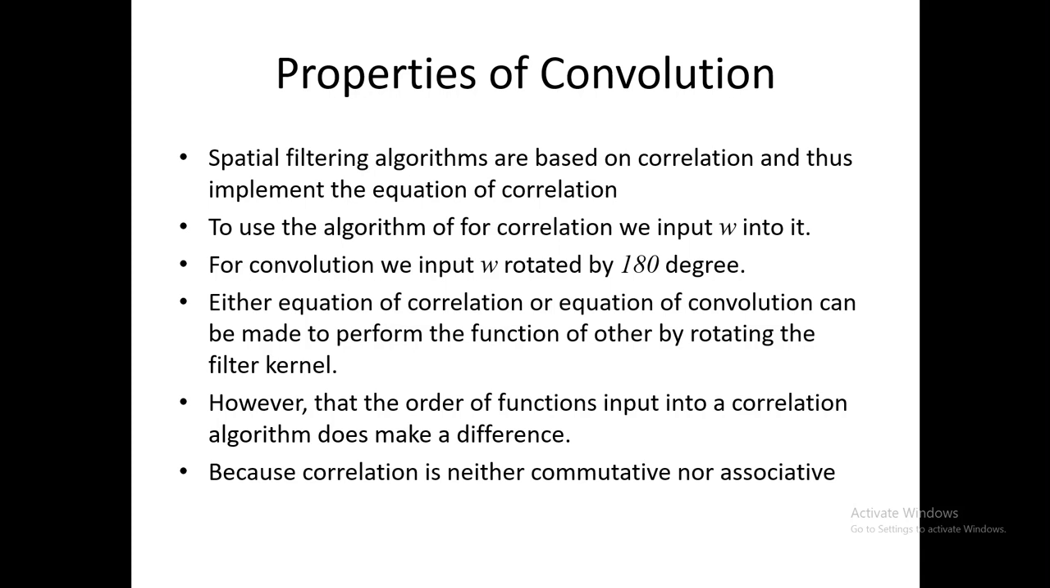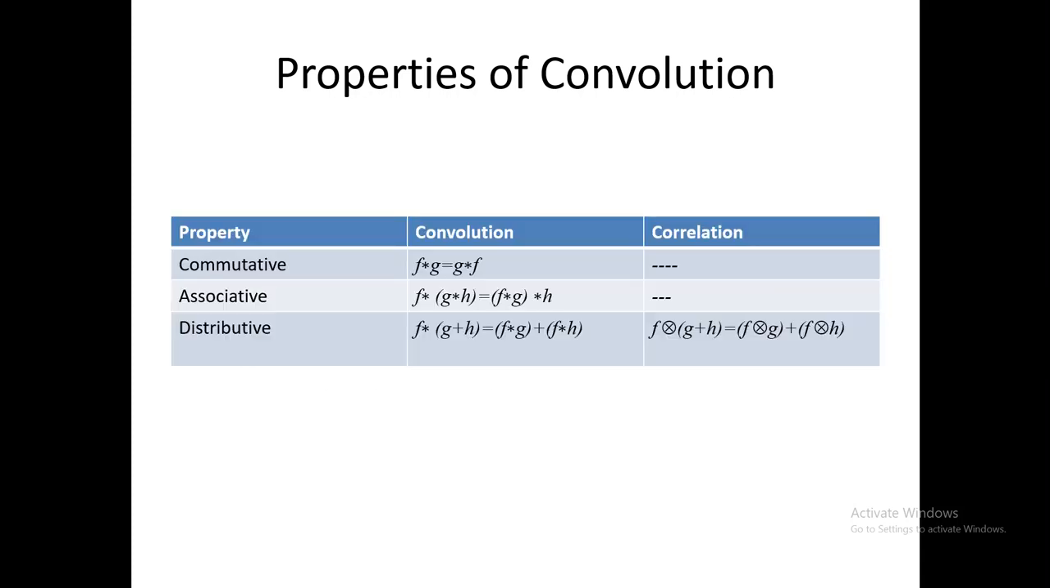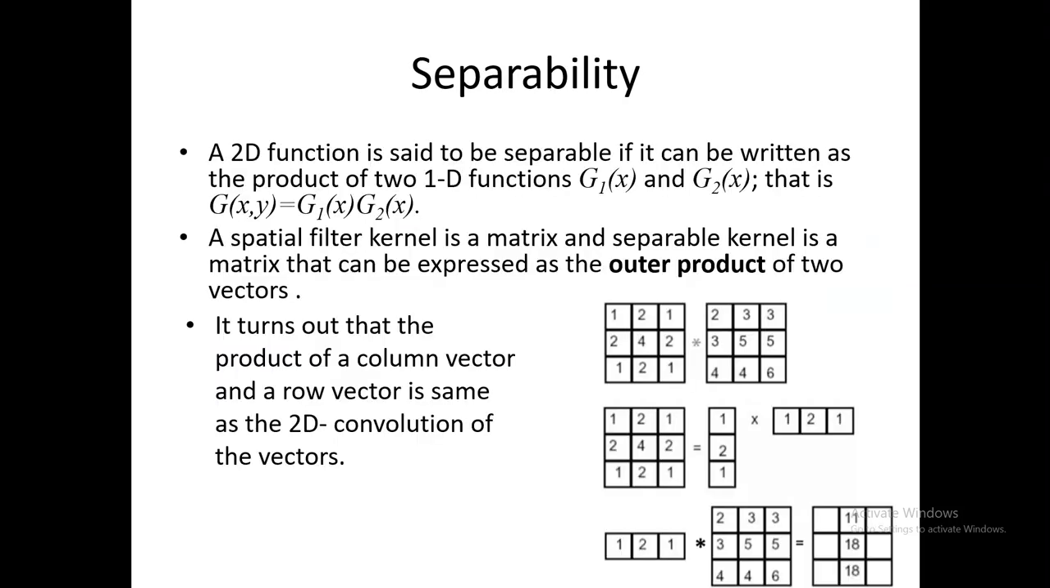Note that the order of functions input to the correlation algorithm does make a difference, because correlation is neither commutative nor associative. Actually, if we look at the properties of convolution and correlation, convolution is commutative as well as associative. However, correlation is neither commutative nor associative, and both of them have a common property, which is distributive. We can see here both correlation and convolution are distributive.